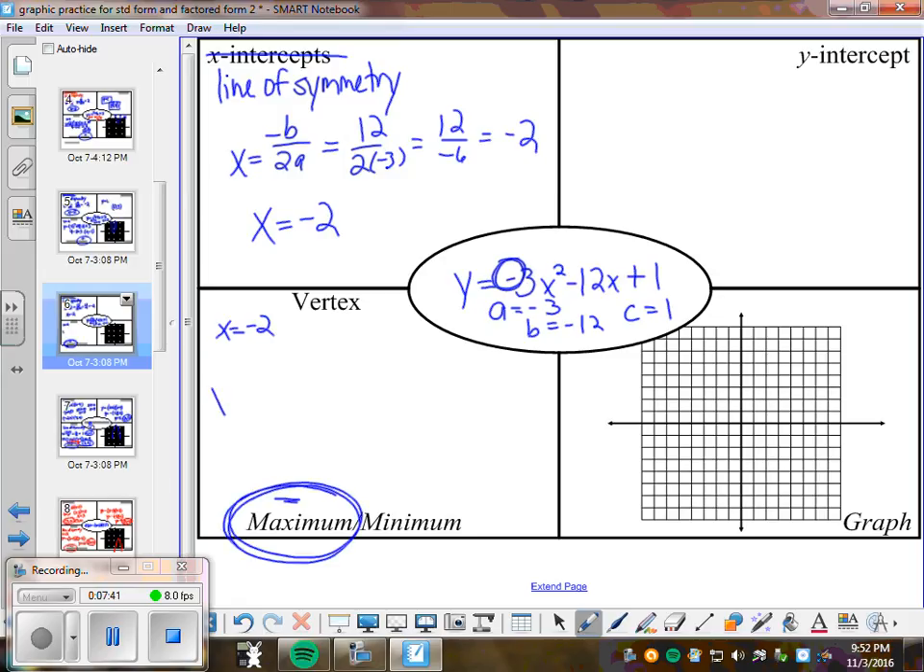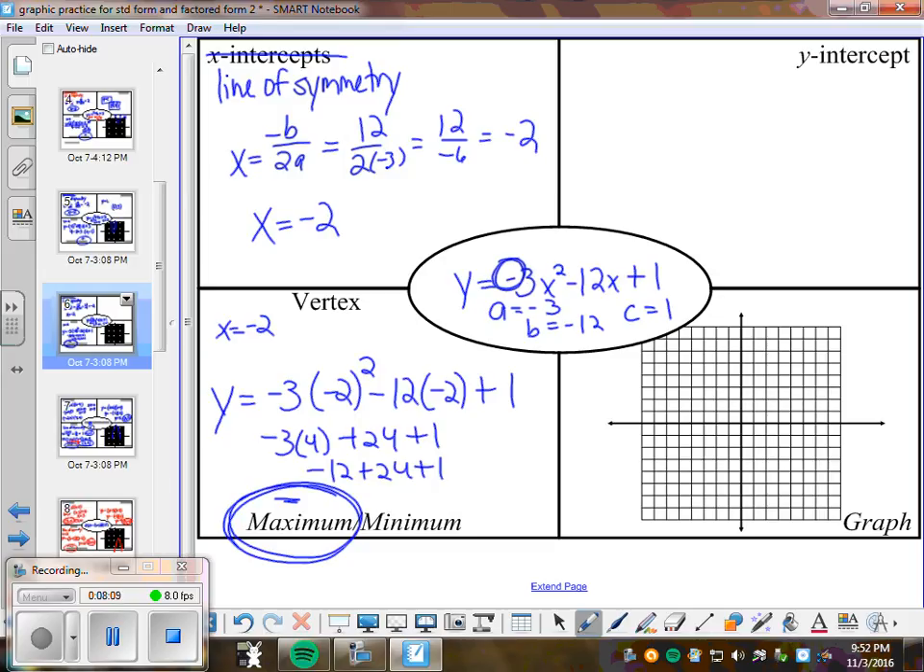Now plug that in. Negative 3 times negative 2 squared, remember the parentheses, minus 12 times negative 2 plus 1. Now, negative 3 times 4 plus 24 plus 1, negative 12 plus 24 plus 1 will give me 13. So my maximum is negative 2, 13.